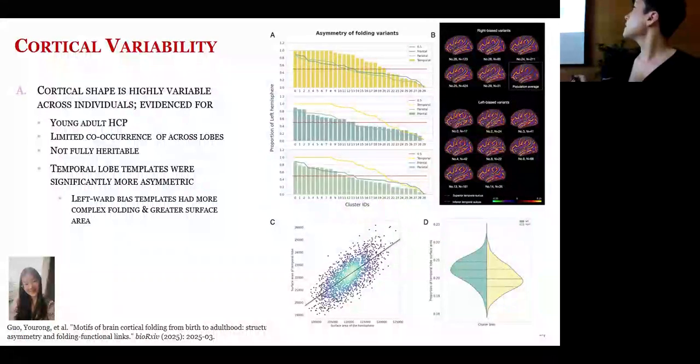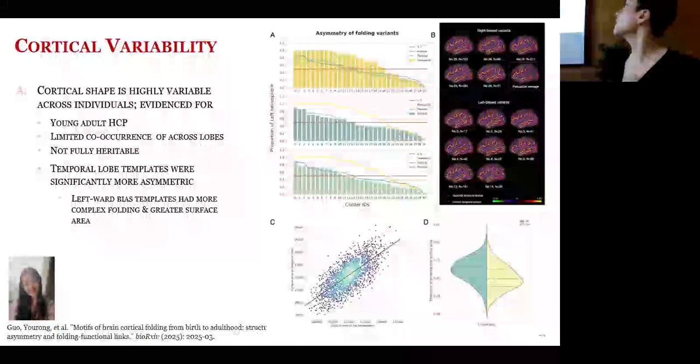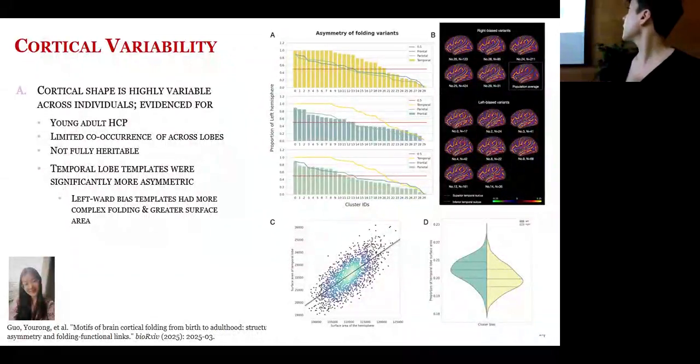And she found that there was significantly more asymmetry of the folding templates of the temporal lobe, with temporal lobe variants showing significantly greater complexity, which aligns with the known laterality of language in this area. They also have greater surface area.